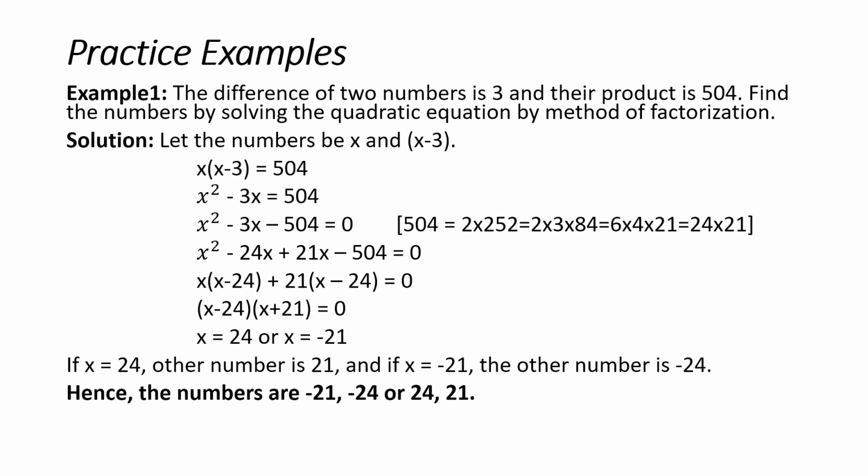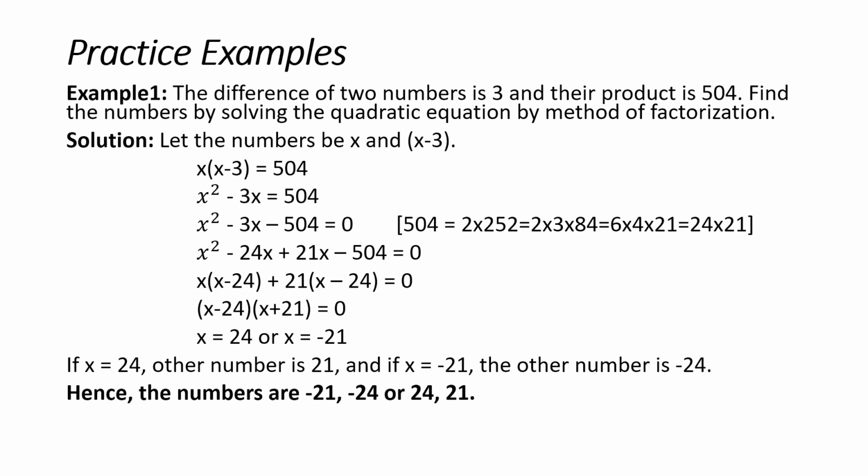Now the difference of two numbers is 3. So if the first number is x, let the second number be x minus 3. Their product is 504. So x into x minus 3 is 504. So we get the quadratic equation x square minus 3x minus 504. Now the important thing is you have to get the factors of 504 so that the difference is 3.